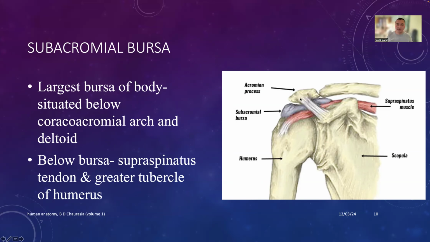So it's the largest bursa of the body, which is situated below the coracoacromial arch and below the deltoid muscle. This is also called a subdeltoid bursa. Below the bursa, you have the supraspinatus tendon and the greater tubercle of the humerus. So we can see here the supraspinatus tendon is passing beneath the bursa, and you have the insertion of the supraspinatus, the greater tubercle. So that is also present below the bursa.